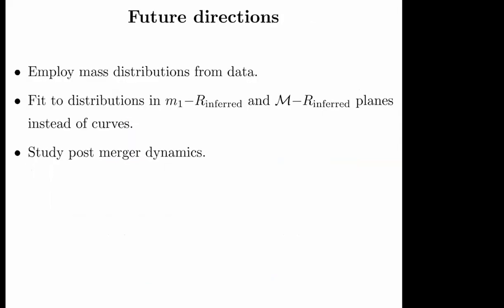Future directions for this, the first two things I've already told you about. Employ mass distributions from data. Uniform mass distributions are probably not correct. I wouldn't bet anything that they're correct. It is, again, the most optimistic of scenarios. After LIGO publishes a paper, which hopefully will happen relatively soon, with actual distributions, you can generalize this analysis and use data for the actual mass distributions.